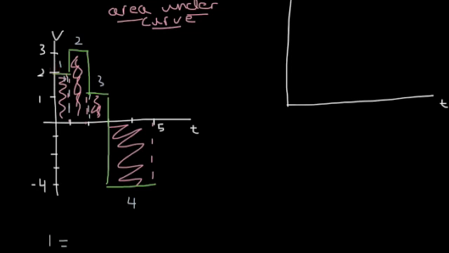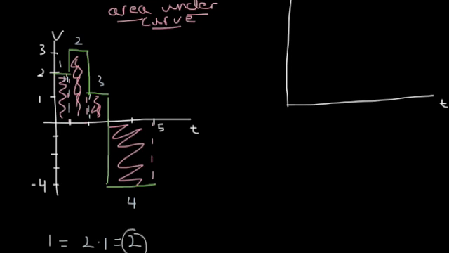Our width is going to be 1 second because we went to 1 tick mark, and there's 5 total tick marks. So 1 second. And how high are we? We are 2 meters per second high. So we know 1 is going to be 2 times 1, which is just 2. So that's our area for number 1.